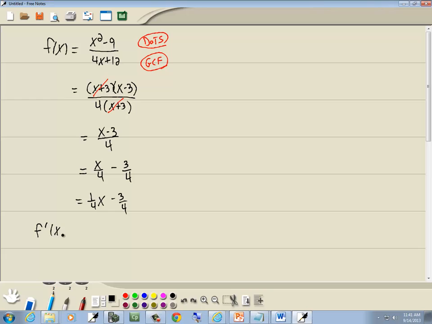Now to find our derivative. The derivative, when you've got a number in front of an x, you just drop the x. And then this negative 3 fourths goes to 0. Sorry, our answer is 1 fourth. You see how simple it is once you did some algebra and then canceled. If we had dived right in with the quotient rule, this would have taken us quite a while. We would have got the same answer, but it would have been a lot nastier.